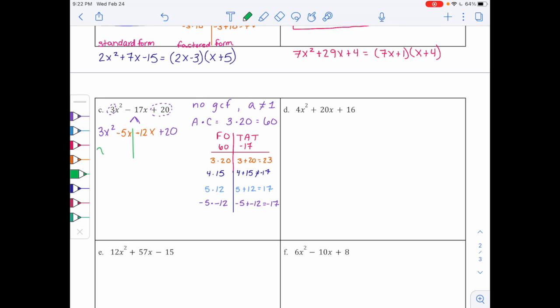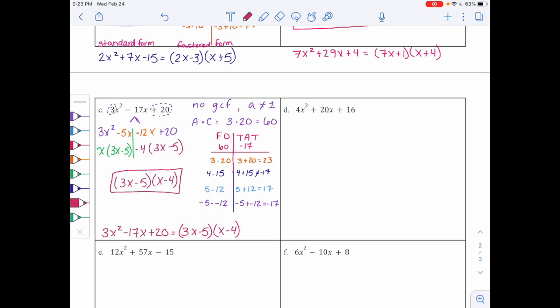So I'm going to say the GCF here is x, left with 3x minus 5. The greatest common factor here is -4. Left with 3x minus 5. I know I did it right because I have the same binomial. So my answer, 3x minus 5 times x minus 4. Again, it's important to know that these are equivalent. Same expression, just a different way of expressing it.